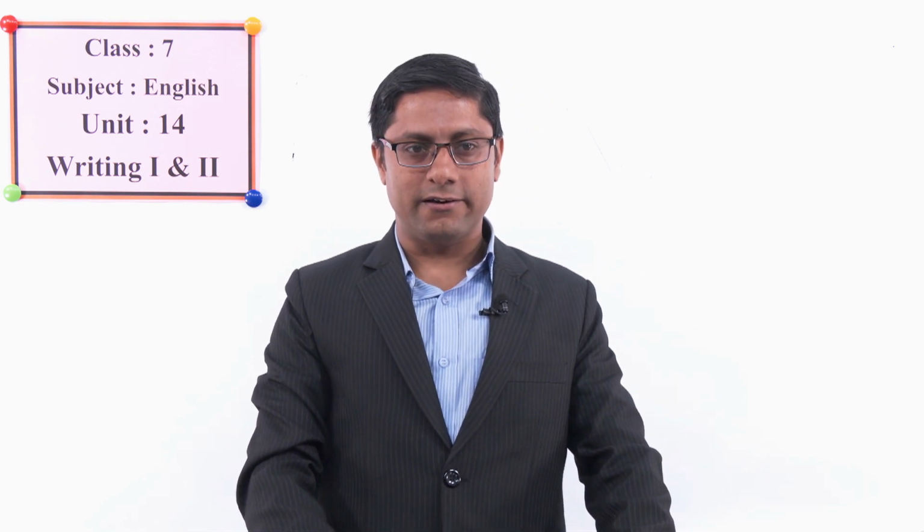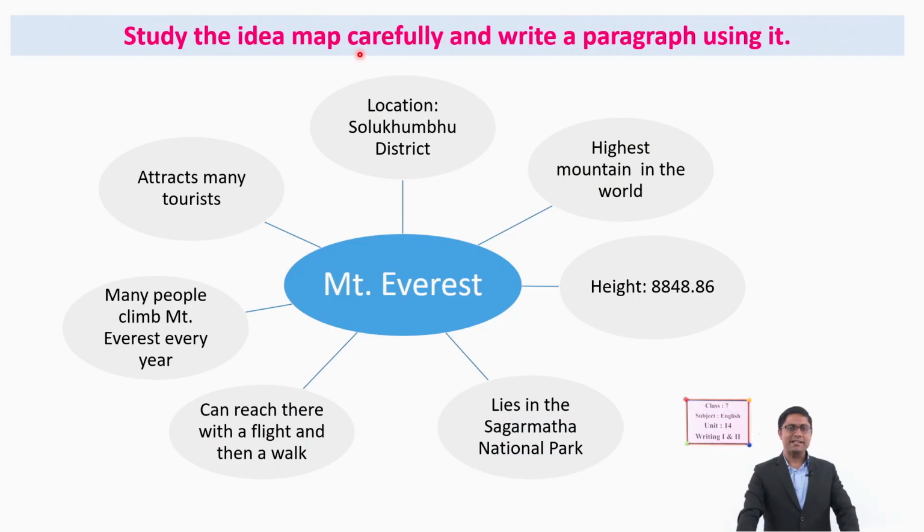Okay, dear students, as I said earlier, please look at this task. It says, study the idea map carefully and write a paragraph using it. So, earlier we practiced the idea map and a paragraph about Rara Lake. Now, this time there is Mount Everest, and in the same way there are ideas about Mount Everest given there. Please note down the information with the help of the slide or your screen. For example, location is located in Solukhumbu district. Similarly, you see there highest mountain in the world. This is next information. Its height 8,848.86 meter. Okay. Similarly, it attracts many tourists.